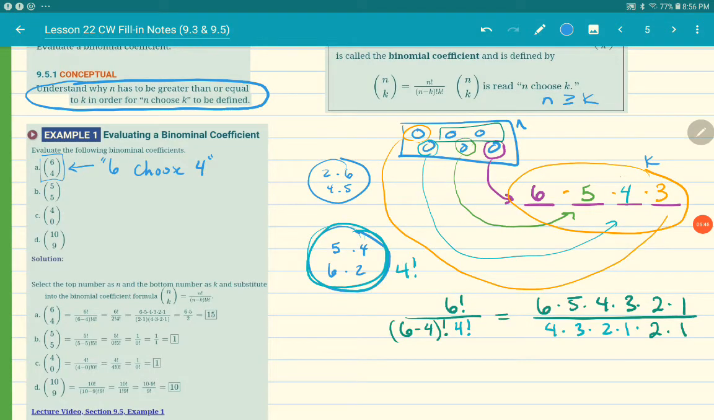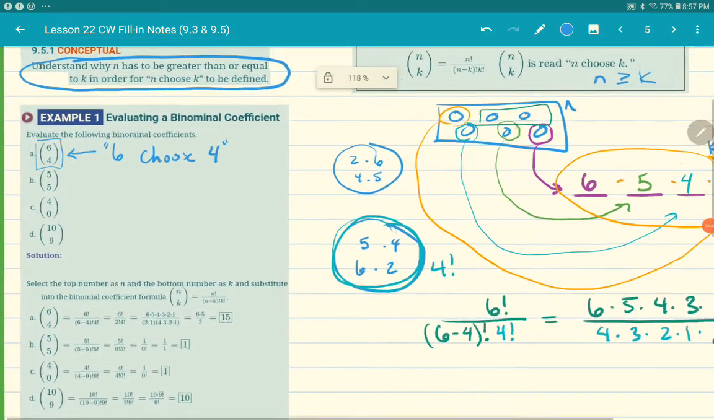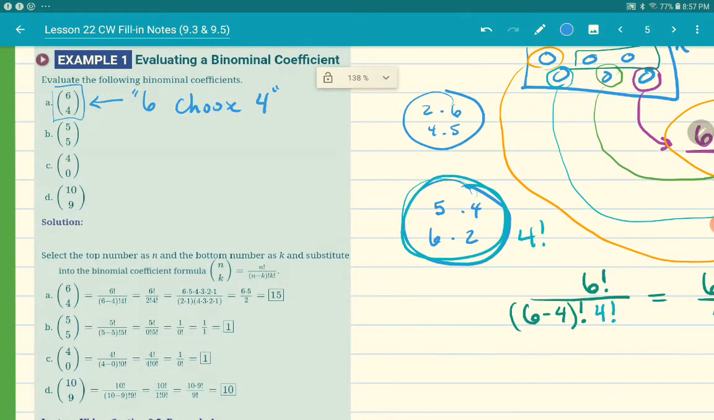Okay, so now I'm going to have you go to example 1 of our textbook and see how to actually apply that formula to find these 4 values. And while you're doing that, I want you to think about what it means in terms of choosing k from a group of n: choosing 4 from a group of 6, choosing 5 from a group of 5, choosing 0 from a group of 4, and choosing 9 from a group of 10.